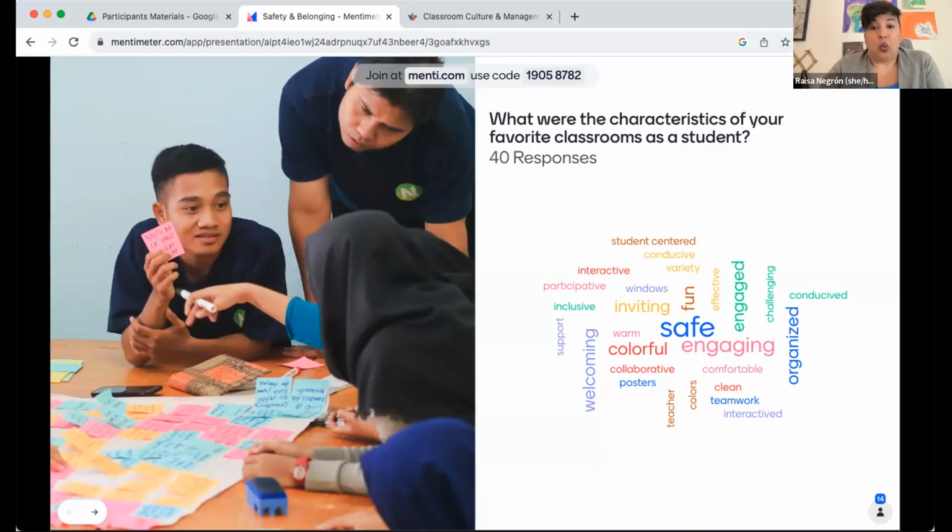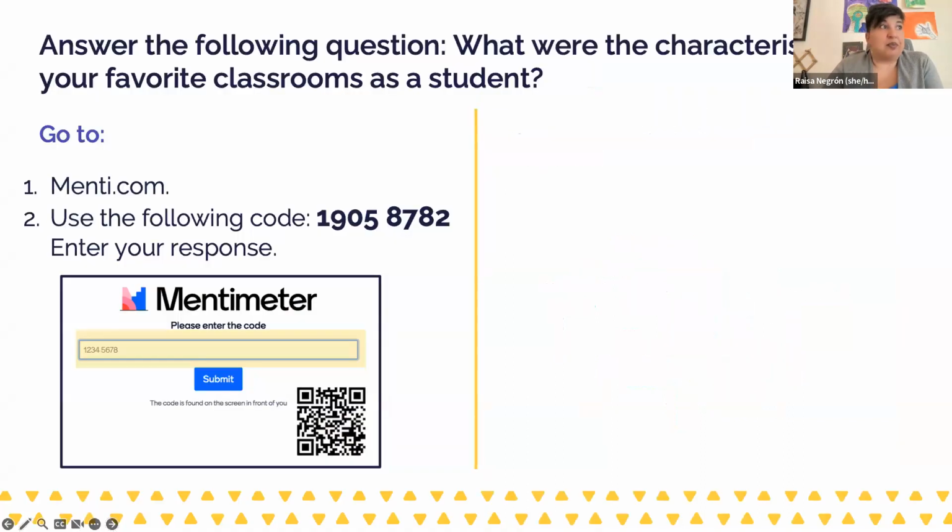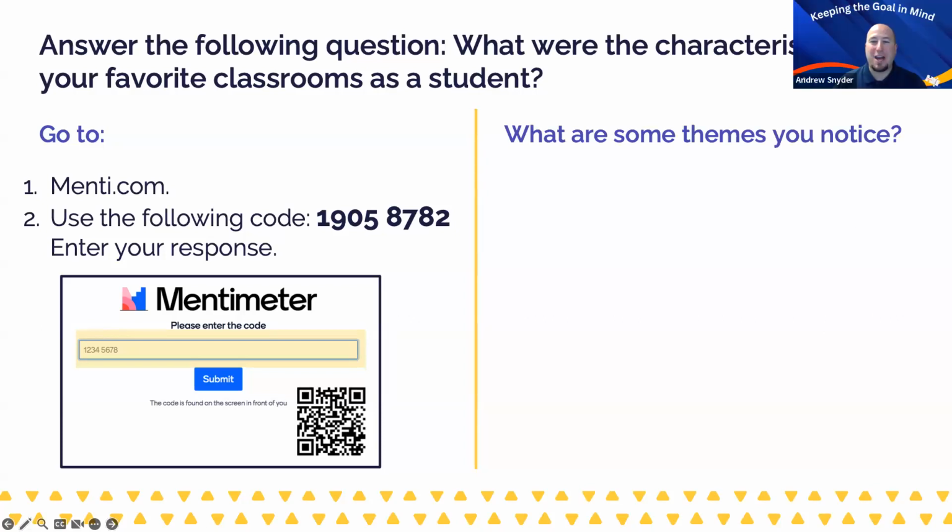Okay. Thank you. What do we notice about these themes? What observations are we making? What's come up? We have a few responses in the chat. Okay. We have positive, engaging environments, engaging. Students need a positive learning environment.